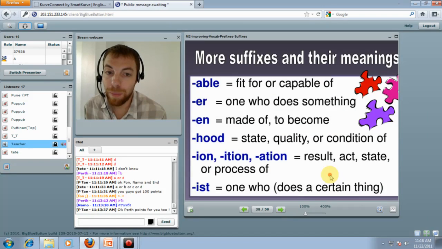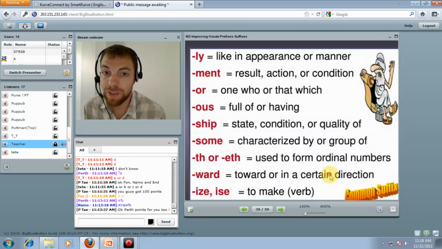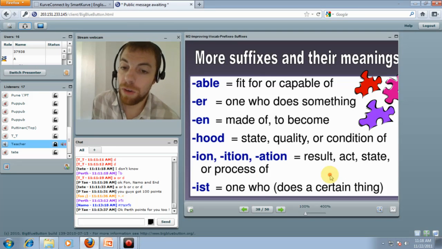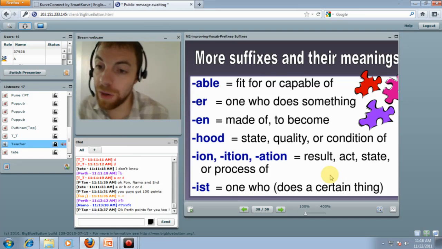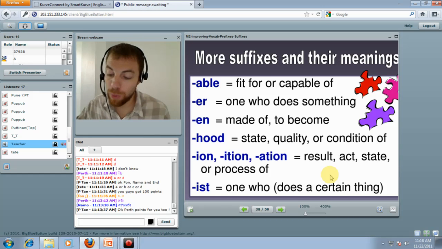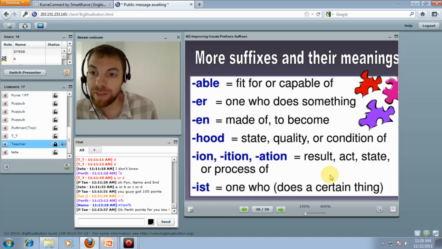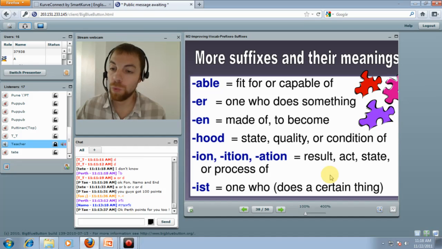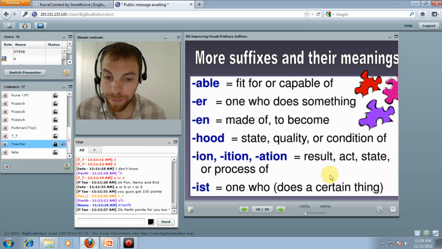So there are many suffixes here. These are the most common. We will see them in many words. So it is important to try and learn these suffixes, and they will help you, like prefixes, find the meaning of a new word that you don't know.